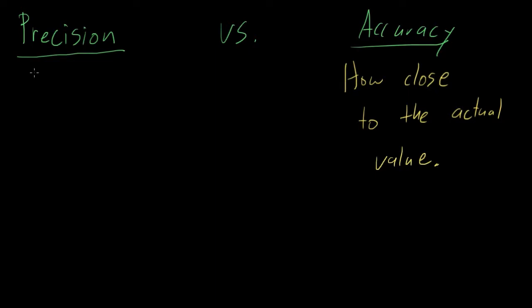Precision means how, yeah, it's hard to put, sort of how reliable. So maybe like the reliability of your results or of your measurements. So kind of consistency.